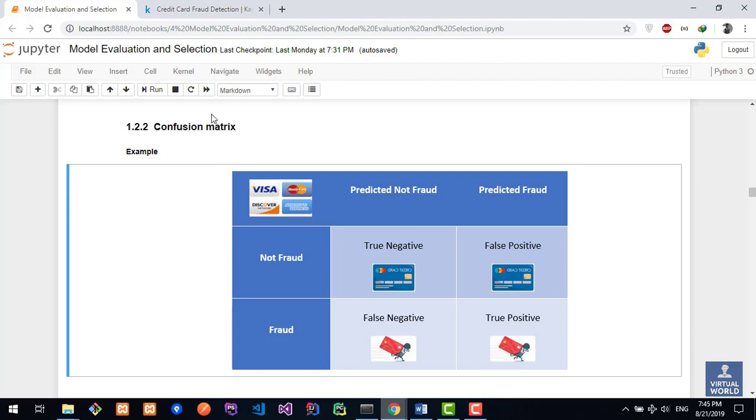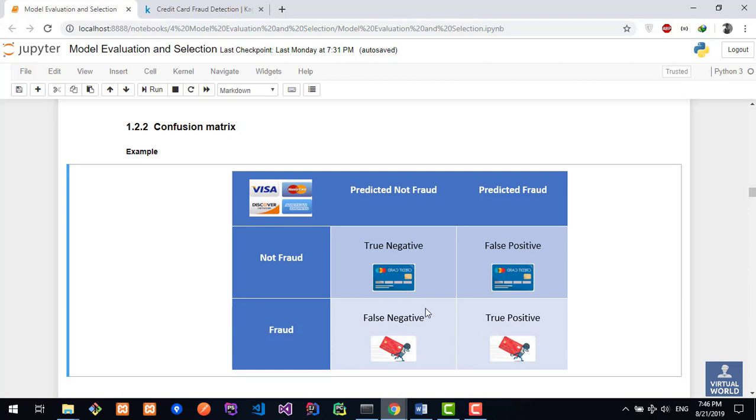A confusion matrix is a table that is often used to describe the performance of our classification model on a set of test data for which the true values are known. To understand the confusion matrix, let's look at this table. The predicted classes are represented in the columns of the matrix, whereas the actual classes are in the rows of the matrix. We then have four cases.